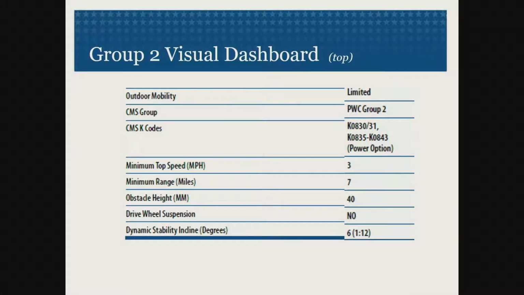And here's another zoom in just looking at Group 2 power wheelchairs. So one of the learning objectives was to look at Group 2 power wheelchairs specifically and understand the limits of their use specifically as an example. So we see that Group 2 power wheelchairs have a minimum top speed of 3 miles per hour, a minimum range of 7 miles on a full charge, obstacle height climbing ability of 40 millimeters. They do not have drive wheel suspension, and the dynamic stability incline is 6 degrees.